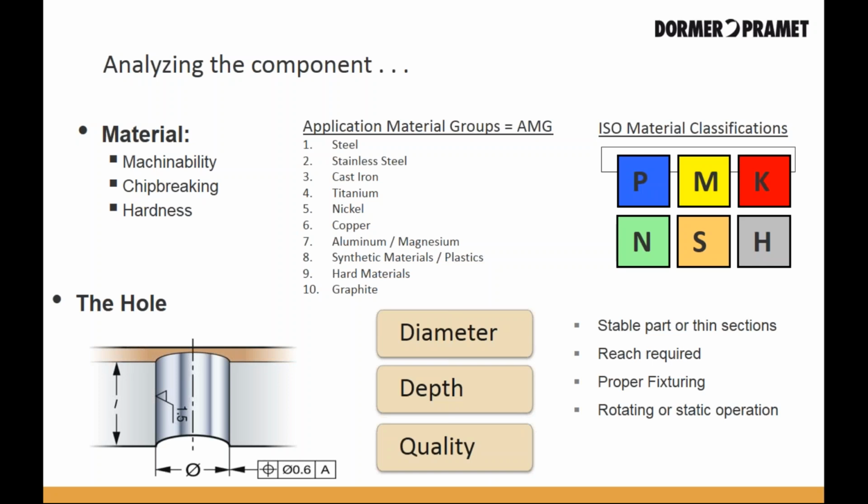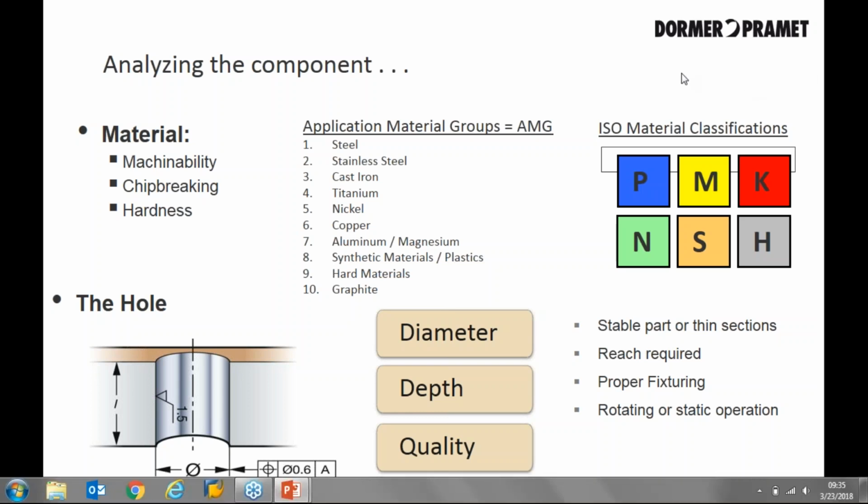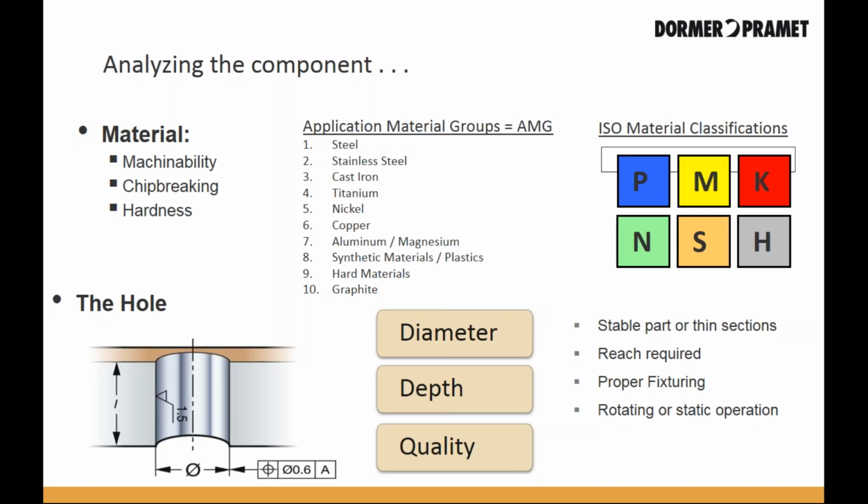You also have to analyze the specifications of the holes you are drilling. This includes hole diameter, hole depth, and hole quality, and the many variables that will affect these specifications. These variables include the stability of the part in terms of thickness, or for a cylindrical part, the wall thickness if there's an ID and OD. The reach required, how far the drill must stick out of the holder. Good fixturing, this is a must for successful carbide drilling. And is the drill rotating or is the part rotating?